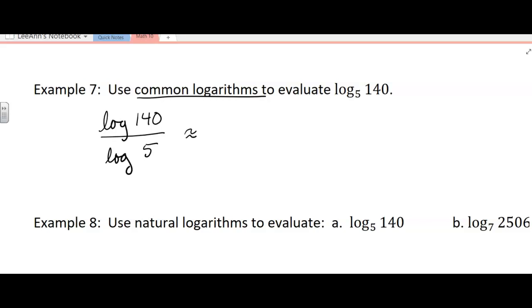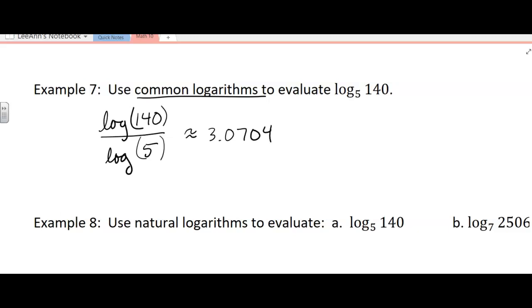But you're going log, and then there's going to be parentheses around the 140 and parentheses around the 5. So log 140, close that parenthesis, divided by log 5. All right, and I get 3.0704. This time it doesn't round up.